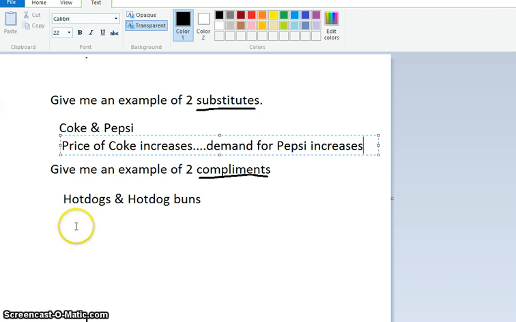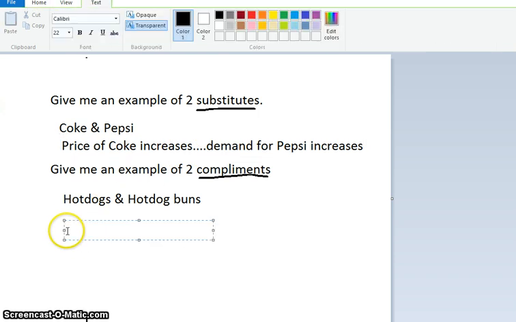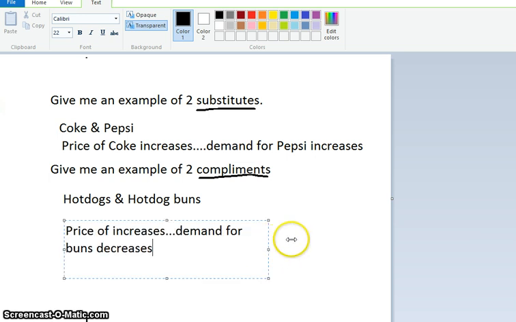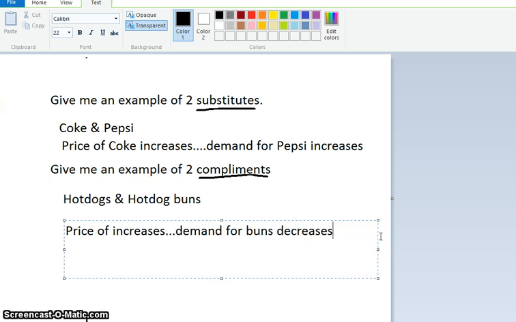But if we look at hot dogs and hot dog buns, if the price of hot dogs increases, just like the Coke did, notice what happens to the demand for buns. It does what? It decreases, because now people buy these together instead of interchangeably. People buying fewer hot dogs because the price of hot dogs increases, the demand for the bun is going to decrease.